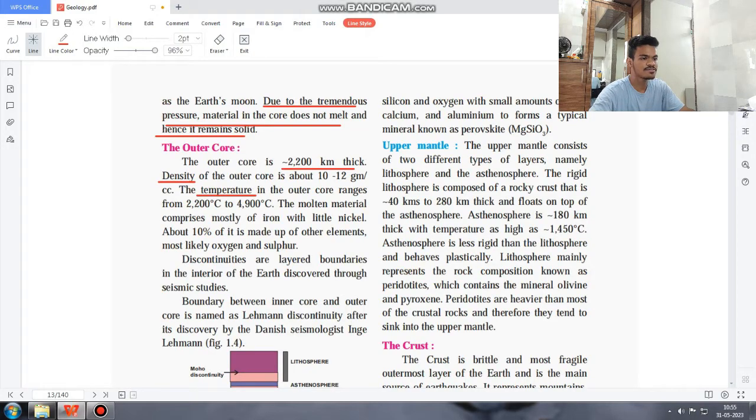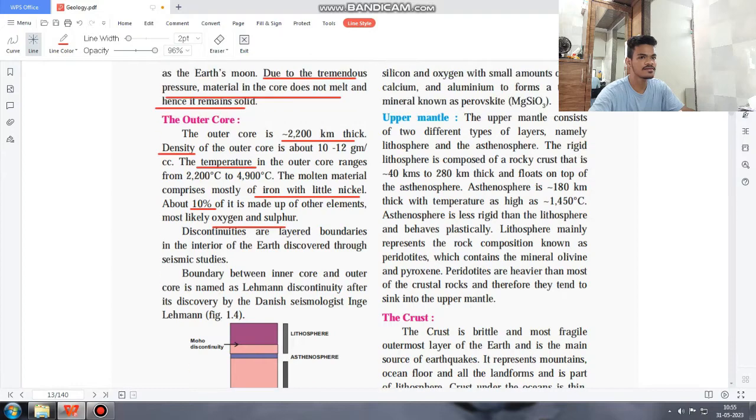Outer core is comprised of iron and nickel. Then 10% of oxygen and sulfur is present. That's it about the core. Now we come to the next small part, discontinuities.